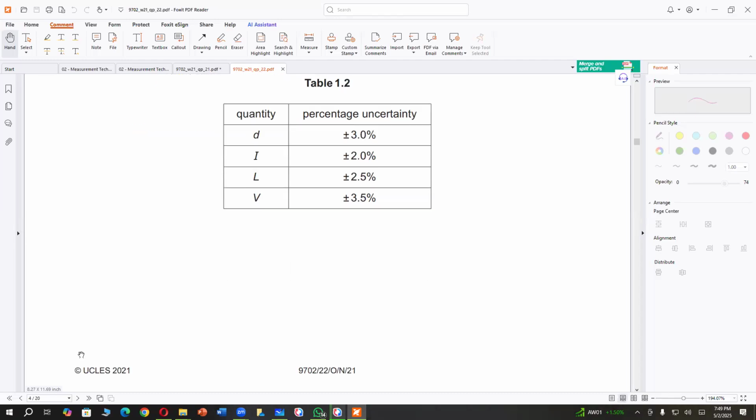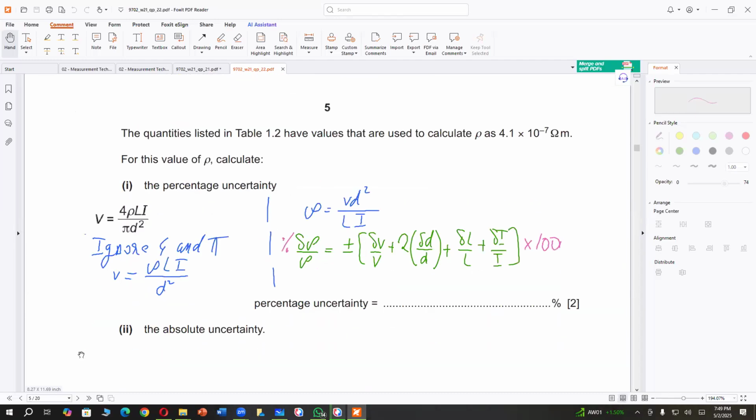Right. Now look at the working, and the quantities listed in the table have values that are used to calculate rho as 4.1 into 10 power minus 7. For this value of rho, calculate the percentage uncertainty. Look at this. Again, I have shown the working that I have ignored 4 and pi. Look at the percentage working.